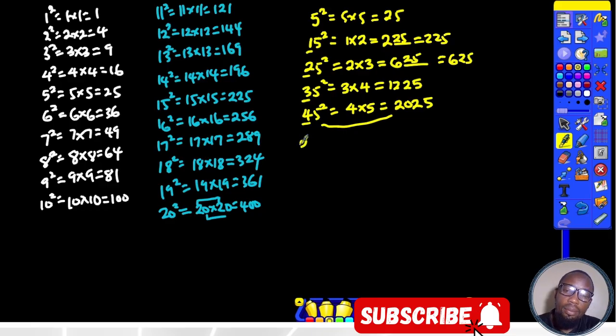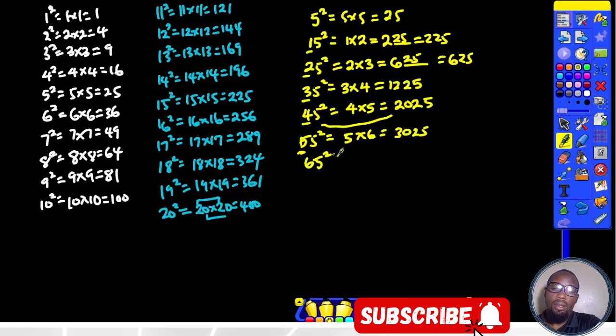Now 55 squared, I'm going to be having 5, which is this one, times 6. We have 30. Then just put a 25 at the back, and we are good. In this one, we're going to have 65 squared. 65 squared is 6 times 7, which is 42. That's the only part where the work is. Just put 25. It's 4,225, guys.